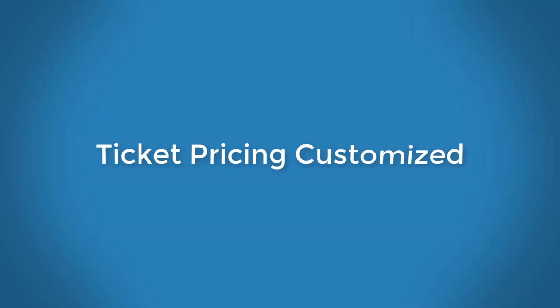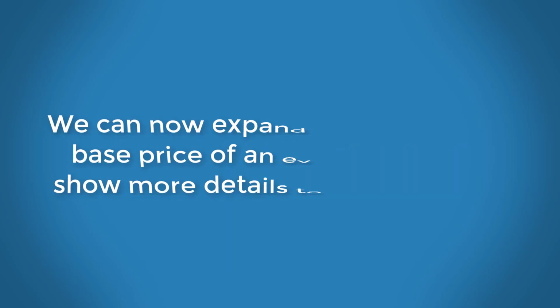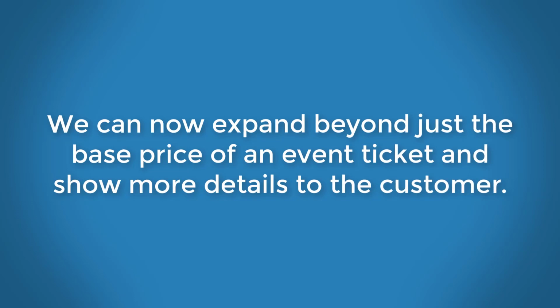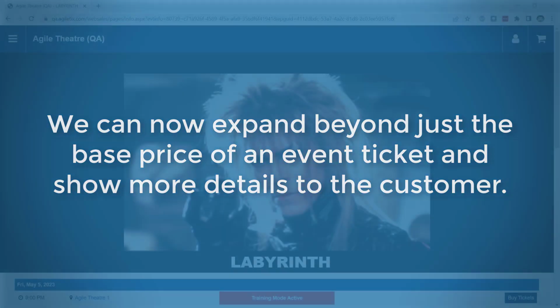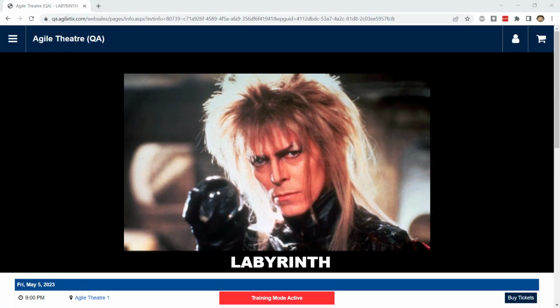The next enhancement on our list is being able to customize the way pricing is displayed on the sales pages online. We can now expand beyond just the base price of an event ticket and show more details to the customer. Let's take a look. How pricing is displayed to the end customer is dictated by your price categories, account distributions, and dynamic service fees. Sometimes this needs to be set up a certain way to make sure that accountants get the information they need, but this can sometimes hide useful information the customer may need. We can now define a customized pricing display based on your organization's specifications.